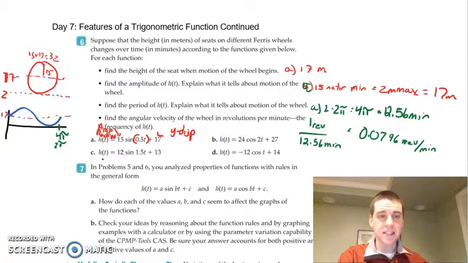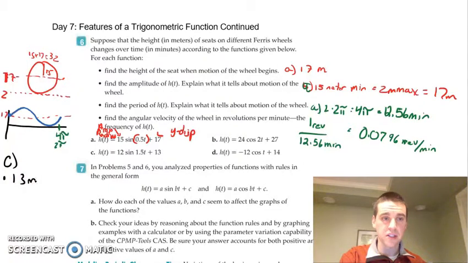If we look at C here, and I know A took a little bit, I'm going to go over it a little quicker, and then you guys are going to do B and D on your own. I'm going to do C in black over here. The first one: what's the height when the motion begins? We went up 13. We start at the midline, so we're at 13 meters. What is the amplitude? 12 is the amplitude, so 12 meters. What does that mean? Our max is going to be 25 and our min is going to be 1. How did I get that? 13 plus 12, and 13 minus 12.